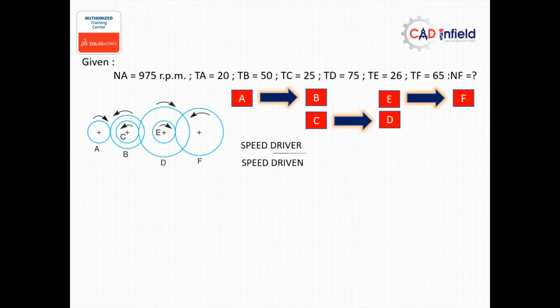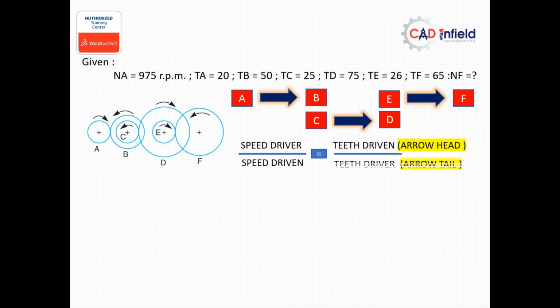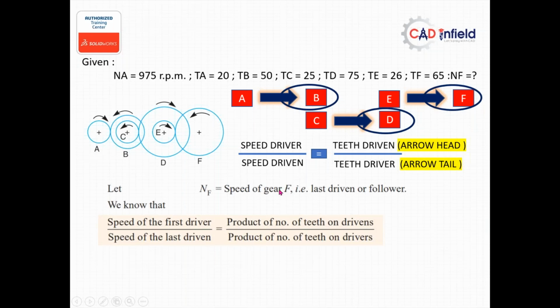Now what does my calculation suggest? I know that the speed of the driving is 975, divided by the speed of the driven, which we want to calculate. Then my best formula is arrowhead divided by arrow tail. So what are the arrowheads? B, D, F, divided by A, C, E, the arrow tails. BDF divided by ACE.